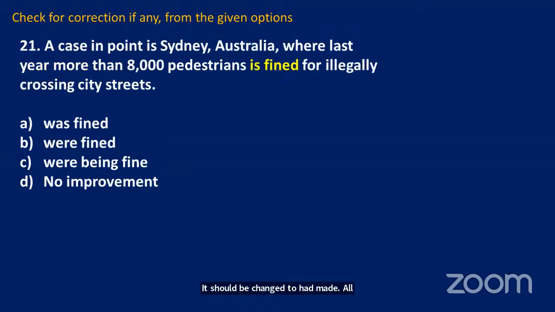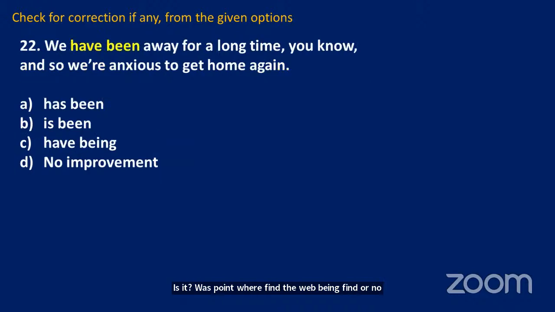All right. Yes. A case in point is Sydney, Australia, where last year more than 8,000 pedestrians is fined for illegally crossing city streets. Is it pedestrians was fined, were being fined, or no improvement? And obviously it is pedestrians were fined.